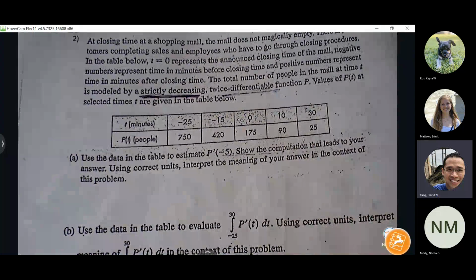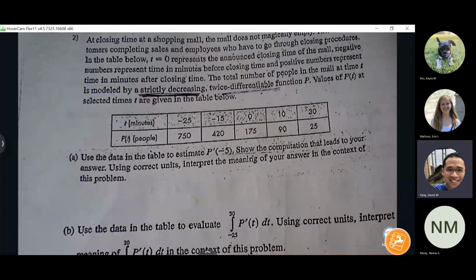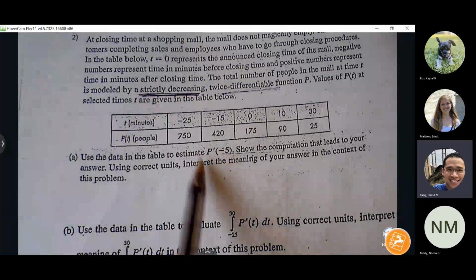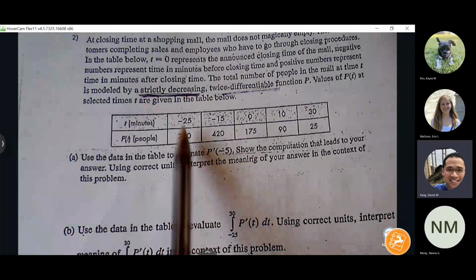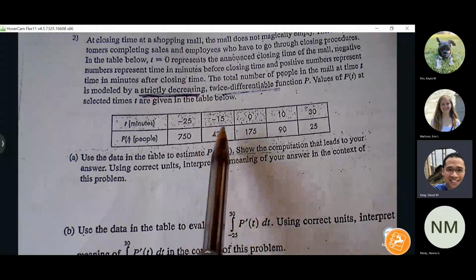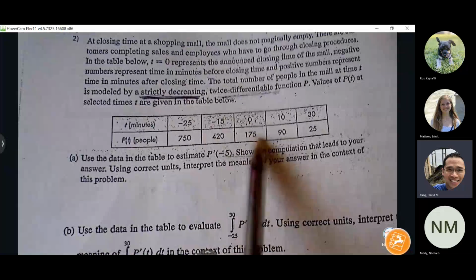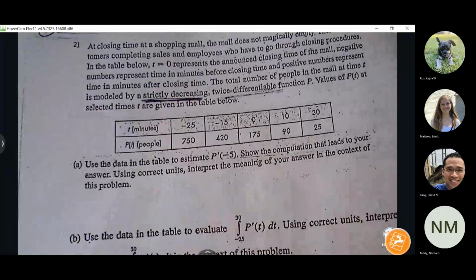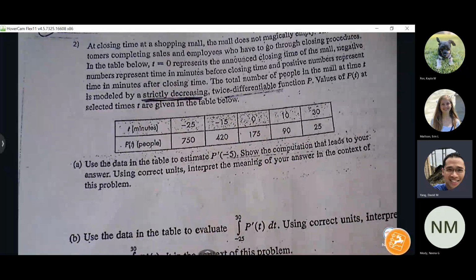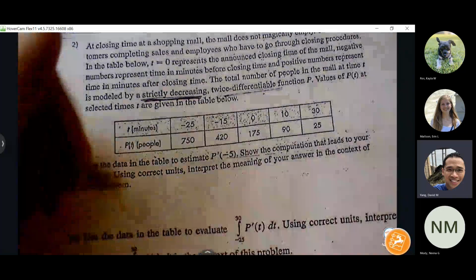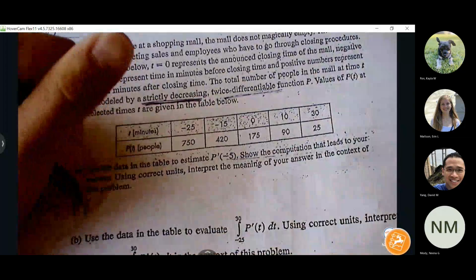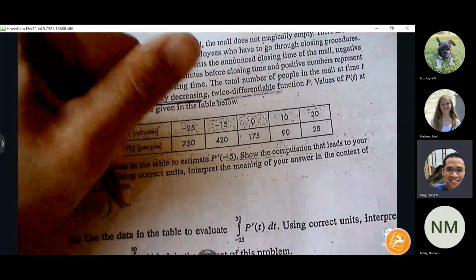Okay, part A, use the data to estimate P prime of -5. We don't have P prime, but we can estimate it because we can find the slope between 2 points. We'll pick the 2 points that are closest. So we'll do change in P over change in t, change in people over change in time, and that'll give us something related to P prime of -5. But it's an estimation, so we use the squiggly line.